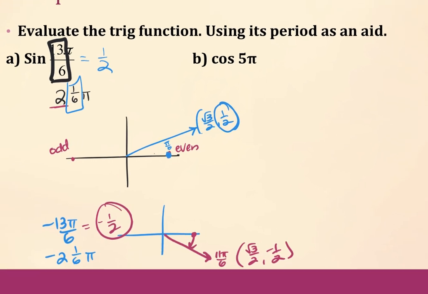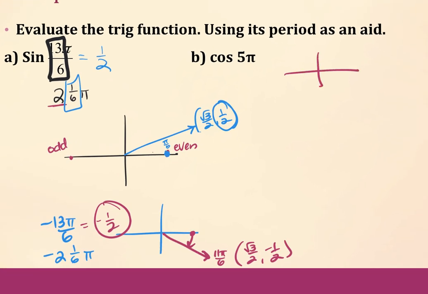All right, so cosine of 5 pi, where's the odd whole numbers? On the left. What's the coordinate point there? -1, 0. Cosine would be -1. That's a negative. Questions on that one?